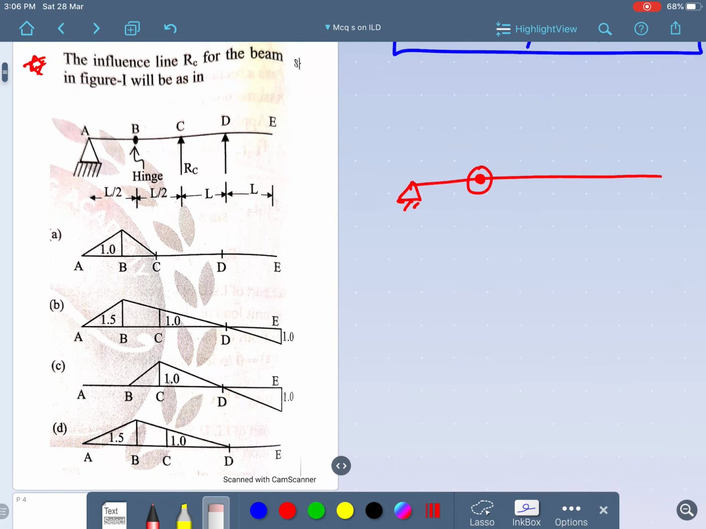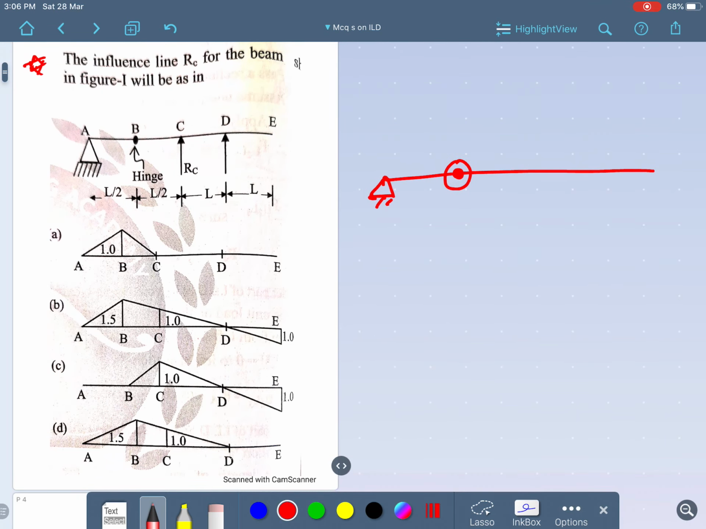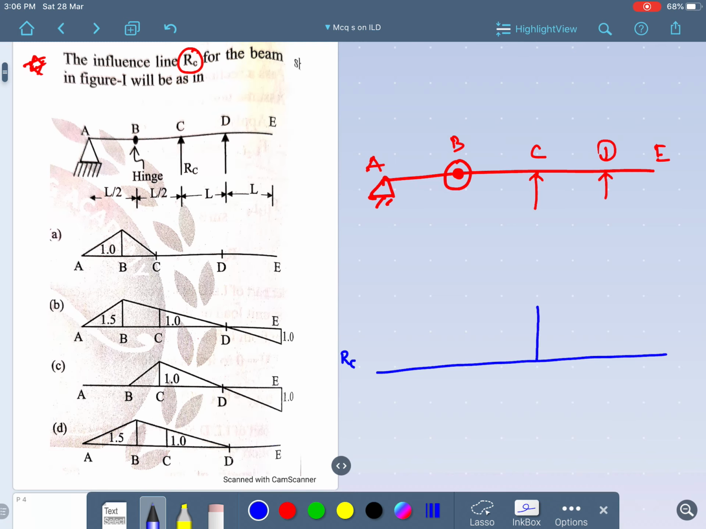Okay, so the structure is given like this, and here it is point A, B, C, D, and this is the point E. In the influence line diagram for reaction at C for the beam as shown in the figure, I need to draw the influence line diagram for reaction at C. Since it is a reaction at C, what am I going to do? I am going to apply a 1 unit rotation at point C.